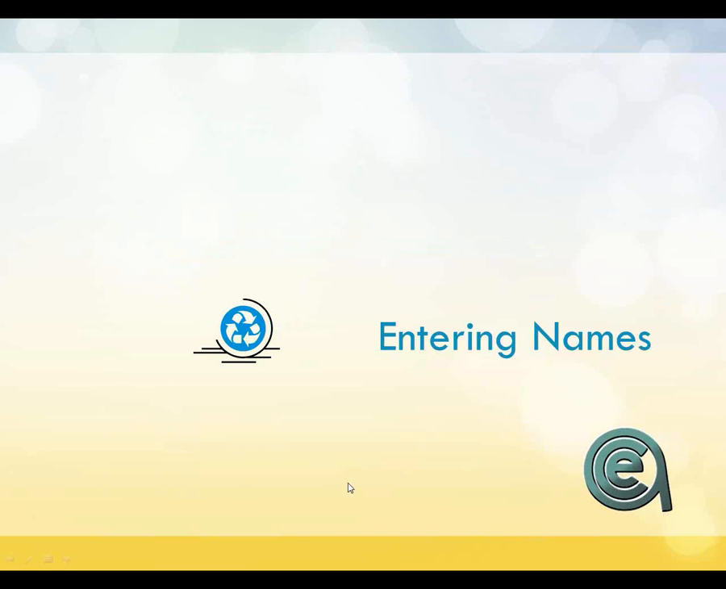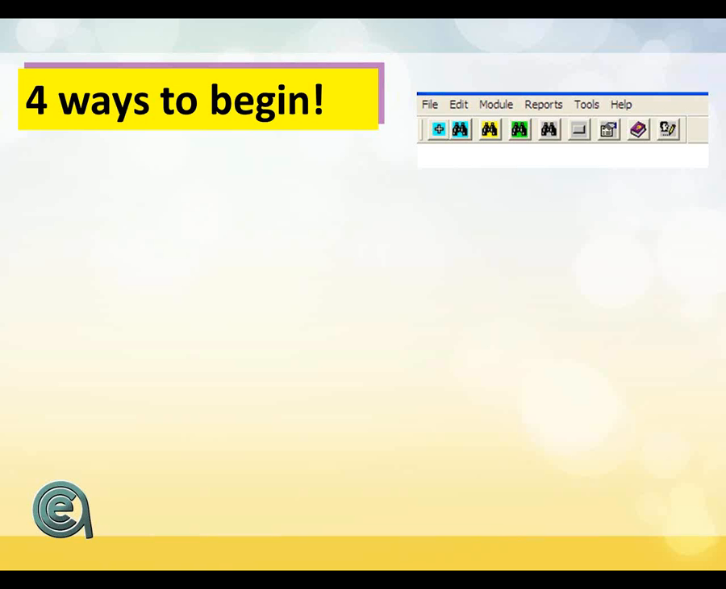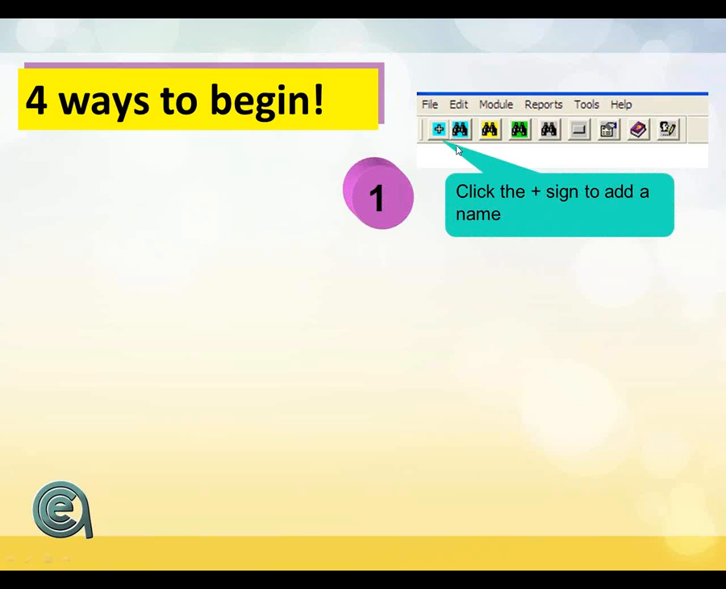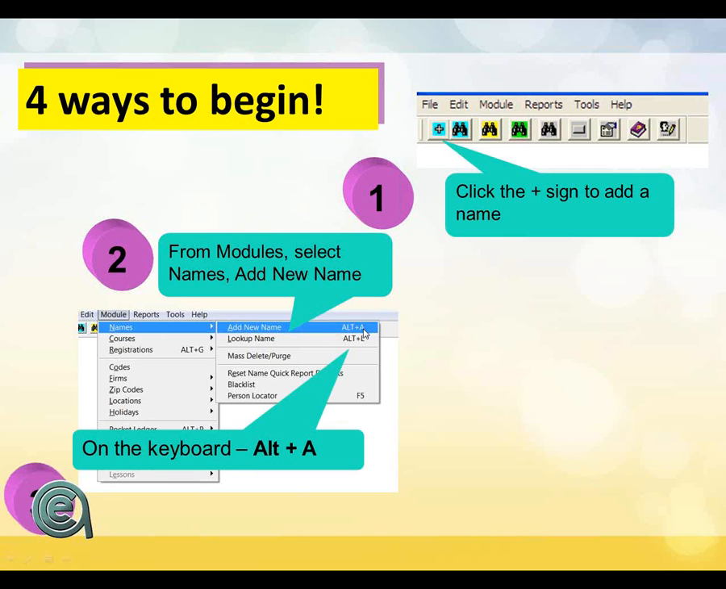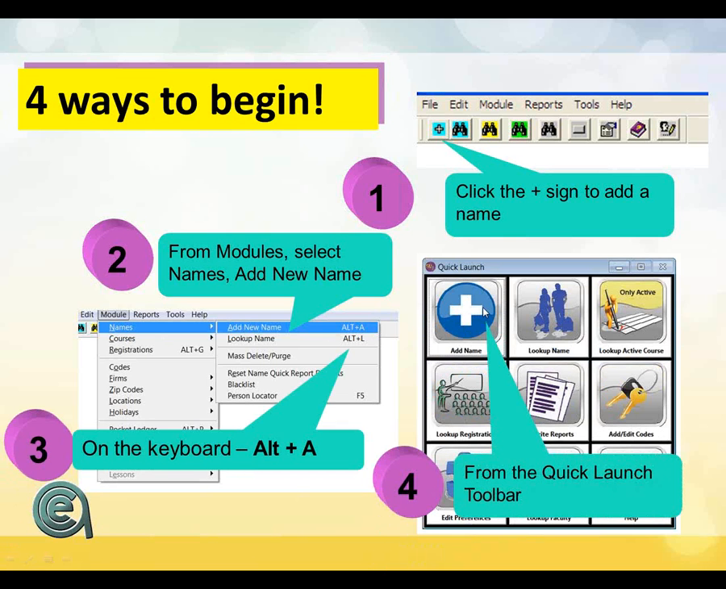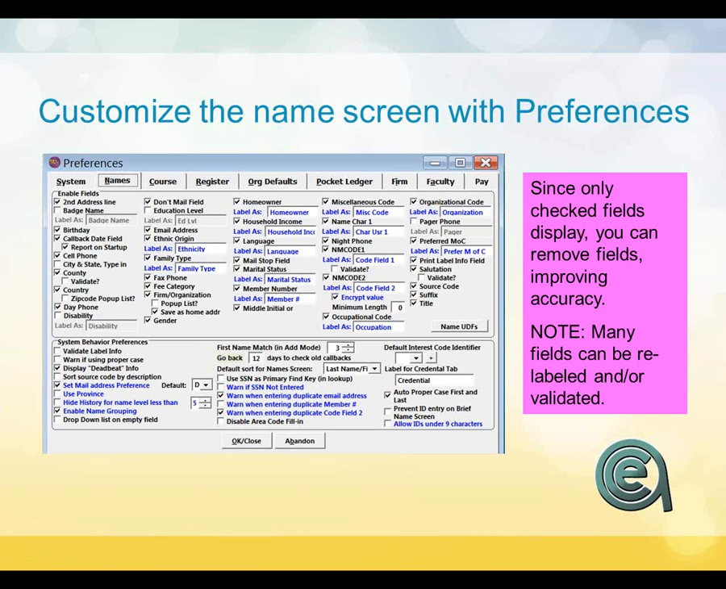Entering names. Okay, now we're getting into what we came for, entering names in the system. Multiple ways to add a new name in Student Manager 8. Number one, from the menu launch bar, the plus button. From the menu itself, either navigate to names, add new name, or the Alt-A shortcut. Or use the quick launch toolbar. And again, that gets you into the name record.